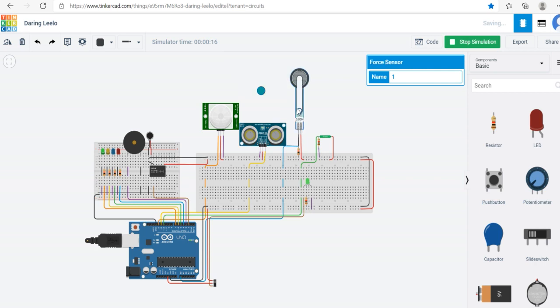Moving on to this force sensor, here I will vary the force. Notice that the blue LED has now started to blink, and if I increase the force even further, the blue LED blinks more rapidly, and also a buzzer alarm has started, indicating that this is an alert.